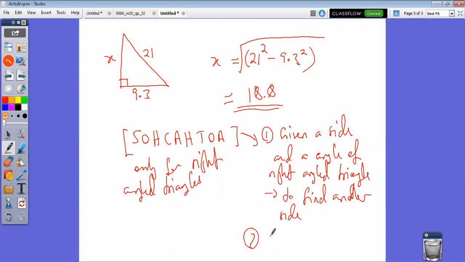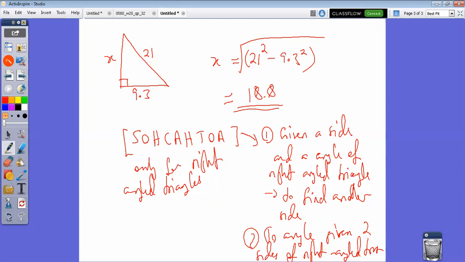Number two, to find an angle given two sides. So if you're given two sides of a right angle triangle, we can find the angles. If we are given an angle and a side, we can find the other two sides. Are we together? Of the right angled triangle. So yes, question? What does number two say?